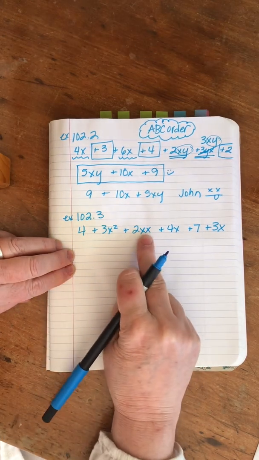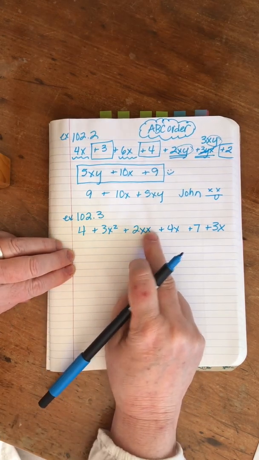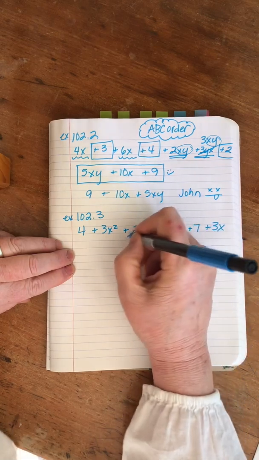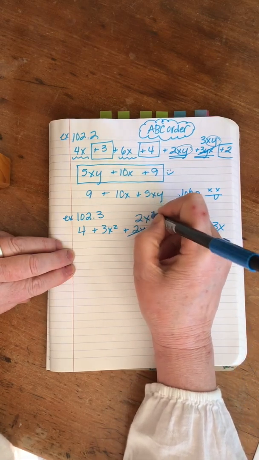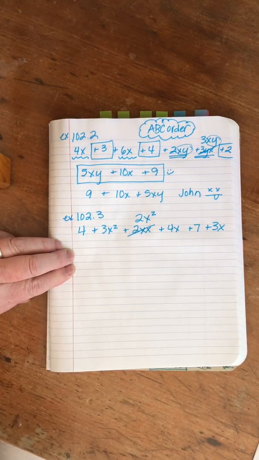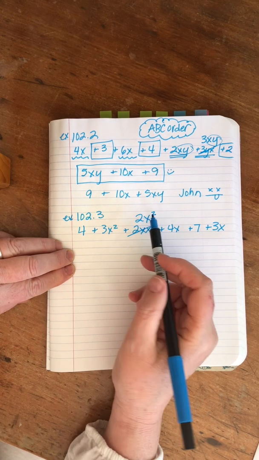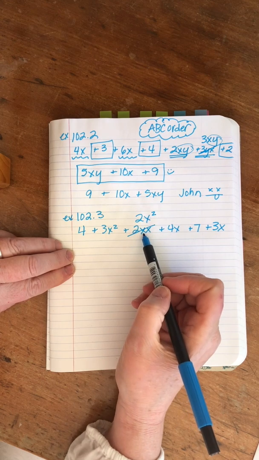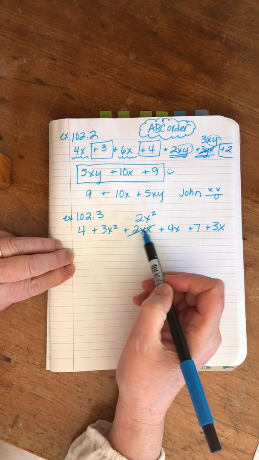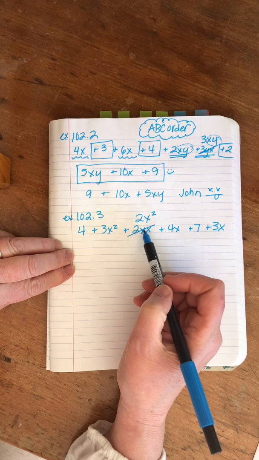Because when we have two of the same letter, we don't usually write the letters like that. We write it as squared. So I would rewrite this term as 2x squared. If I was a student, I would not have even written this down on my paper. I would have automatically switched it to that. 2x squared means the very same thing as 2xx. This is a less sophisticated way to present it.